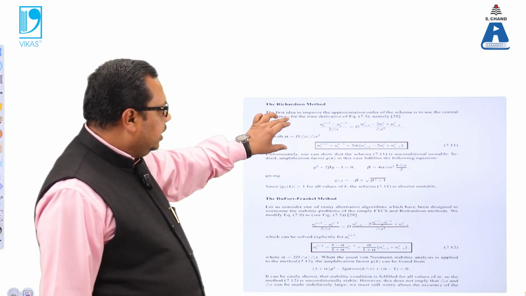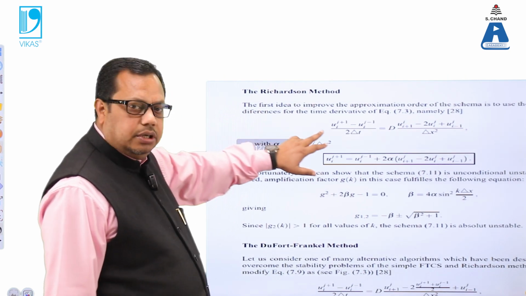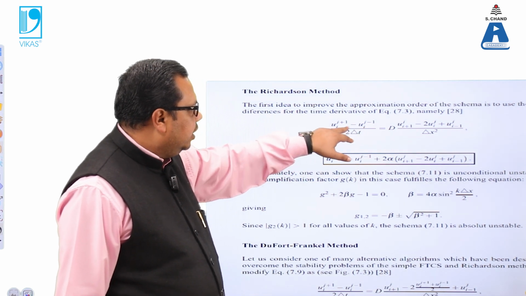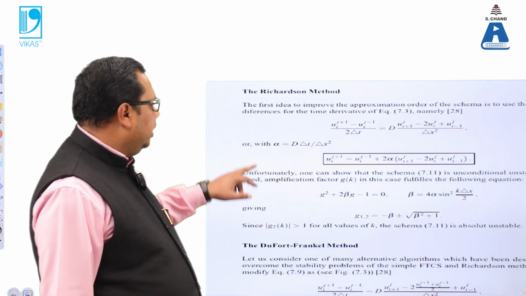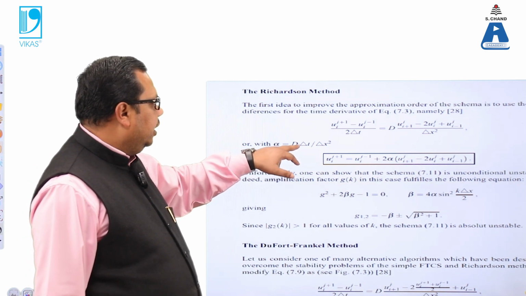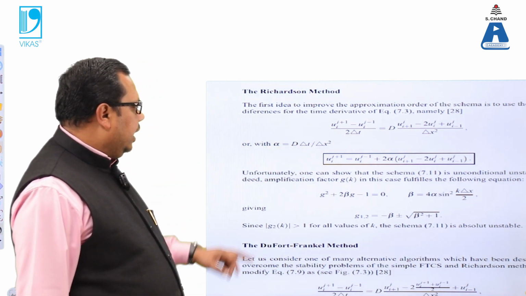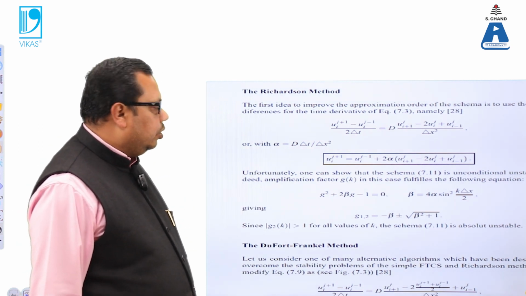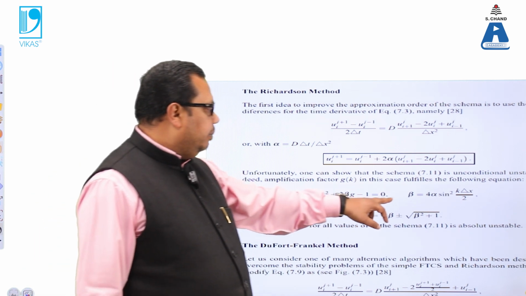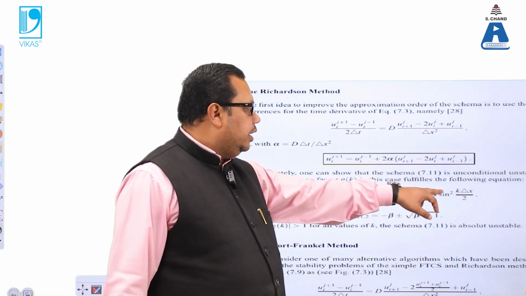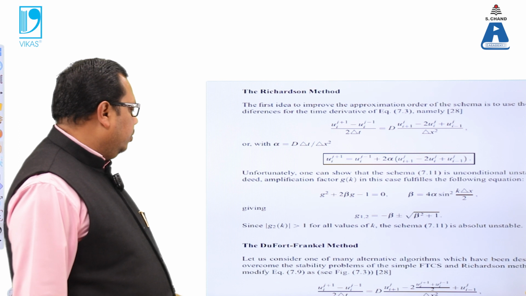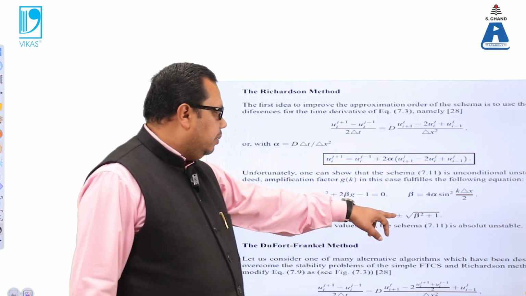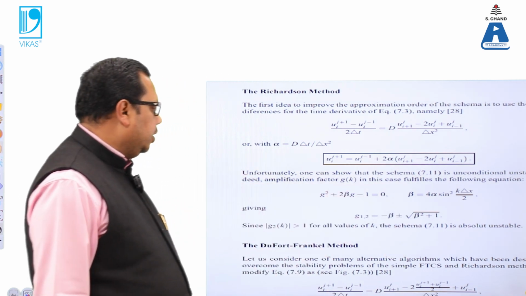So here we can see in this equation that we have i plus 1, then i minus 1. This is the difference between the two time periods. Then alpha we calculate, which is D delta t by delta x square, and then we calculate this particular equation, g square plus 2 beta g minus 1 is equal to 0, where the value of beta is equal to 4 alpha sine square k delta x by 2. So we make this particular equation that gives us g equals minus beta plus or minus the square root of beta square plus 1.